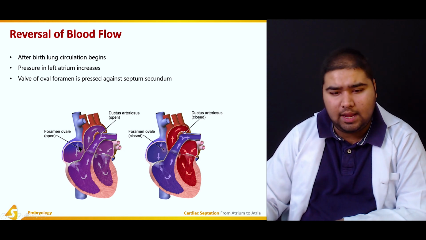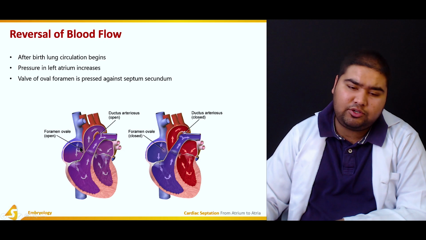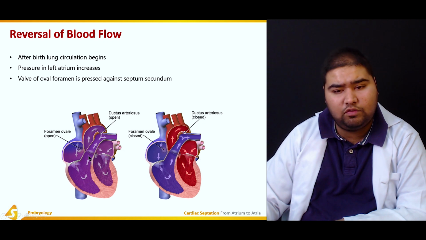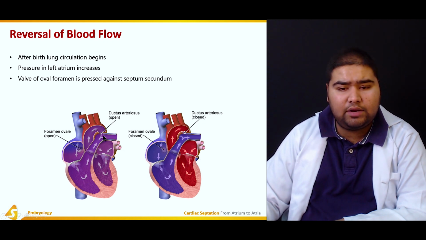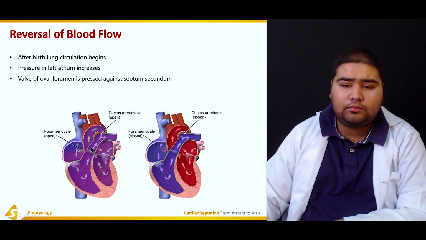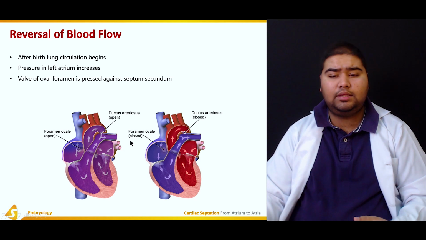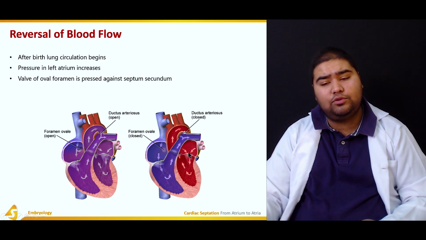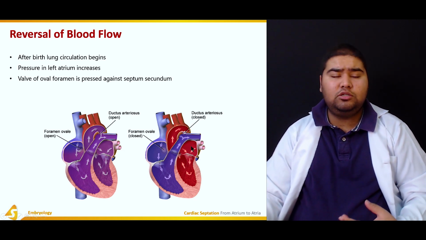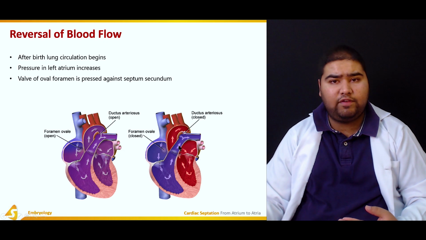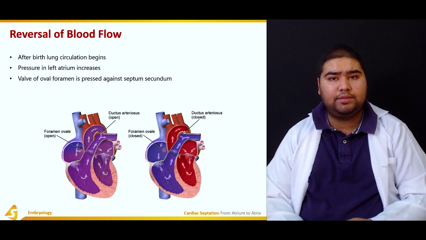Before birth, here you can see the blood went from the right atrium to the right ventricle. From the right ventricle, the blood went into the outflow tract, that is the pulmonary trunk, and from there into the ductus arteriosus and then into the aorta. Here you can clearly see it. However, after birth, this ductus arteriosus has been closed. Now the blood goes to the lungs and comes back into the left atrium, as a result of which the left atrial pressure increases and the valve of the foramen ovale is now pressed against the septum secundum.